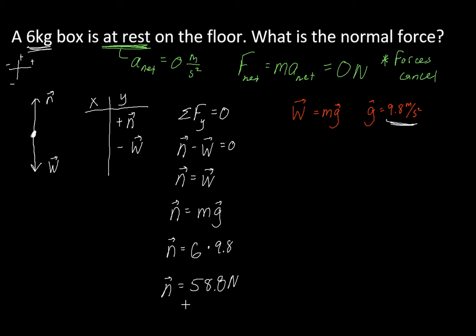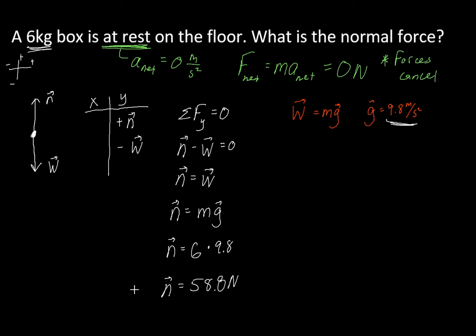So that means in order for this object to not fall through the table, that table has to give 58.8 newtons of force. If we add more mass to the object, then this will get bigger, and the table will have to supply a larger force. If we take away mass from the object, then the mass will get smaller, and that table has to supply less force to it. So again, it's kind of a lazy force, only does as much as it needs to do.